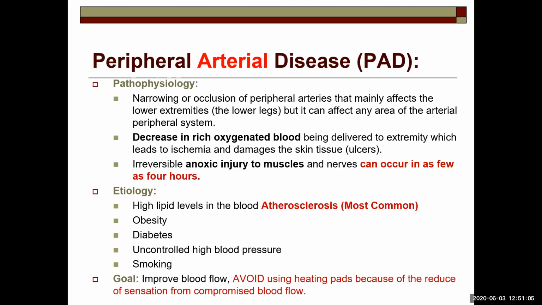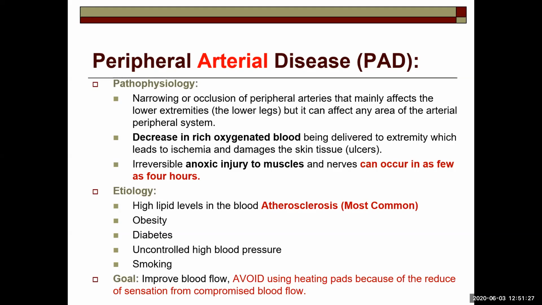Etiology, we're talking about atherosclerosis is the most common. So that means a plaque buildup in the arteries can lead to that. Obesity, diabetes, uncontrolled hypertension, and smoking. Smoking causes vasoconstriction more often than anything. Then after that, you can end up having a clot. The others have a sensible type of reasoning behind them.